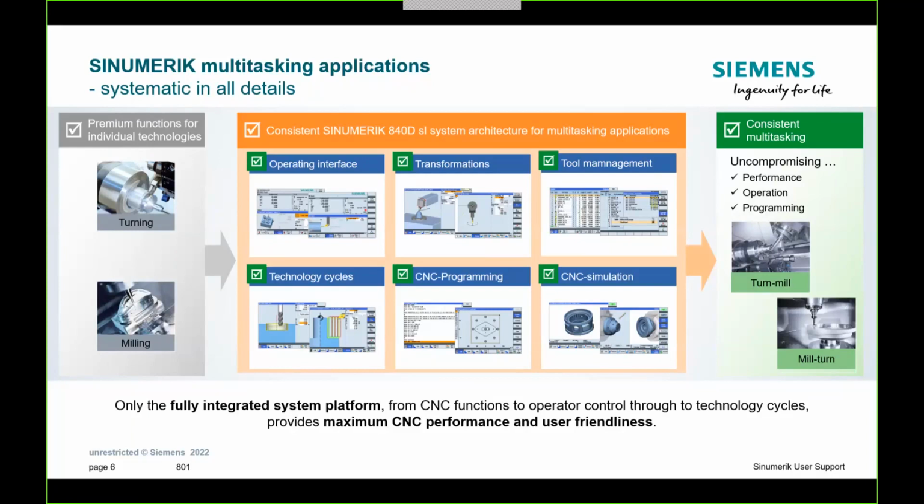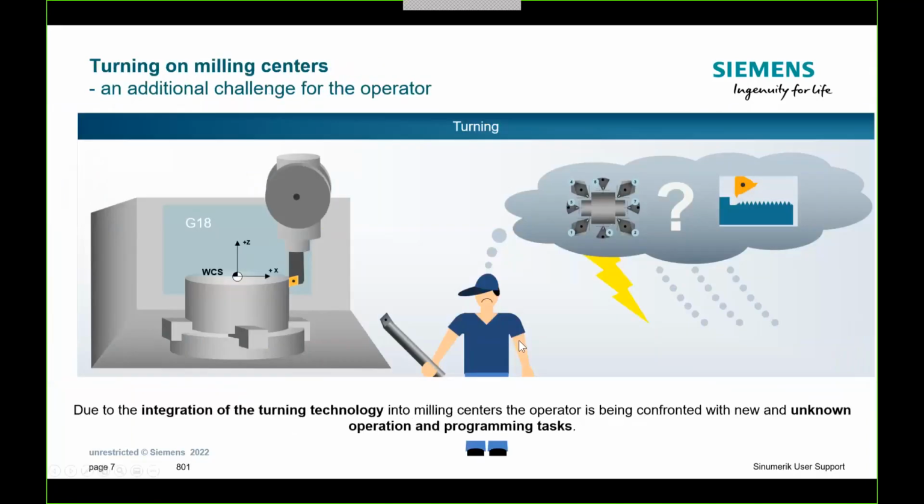So if you've ever run a Siemens turning machine, that same cycle support is in there that you're used to with the contouring. And where do our challenges lie when we start looking at doing these operations?